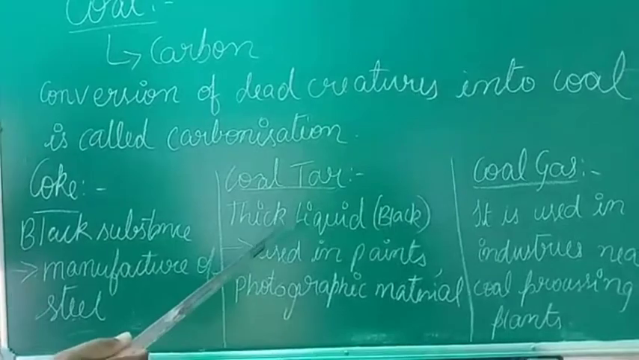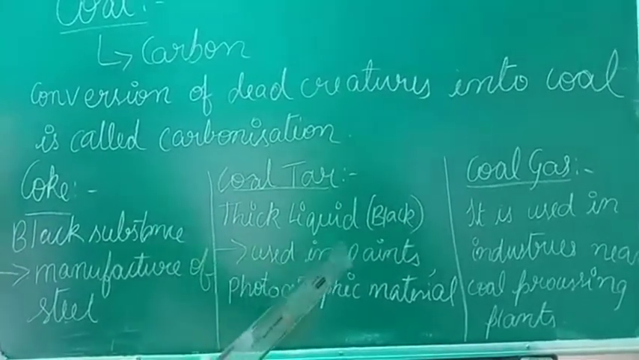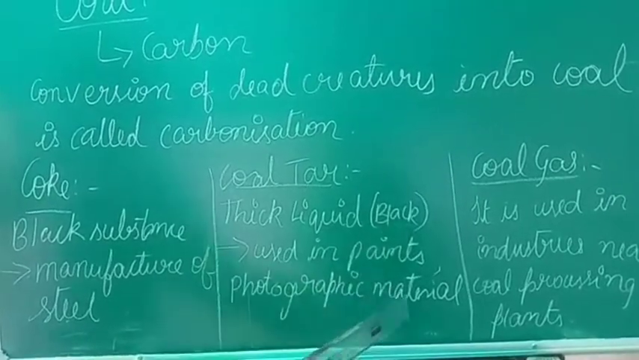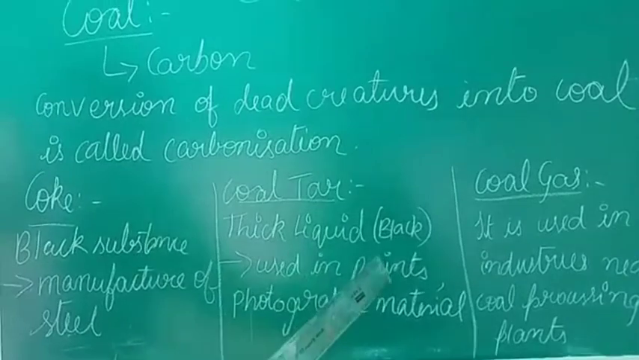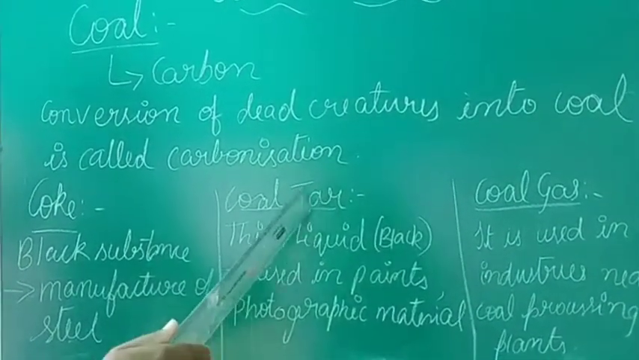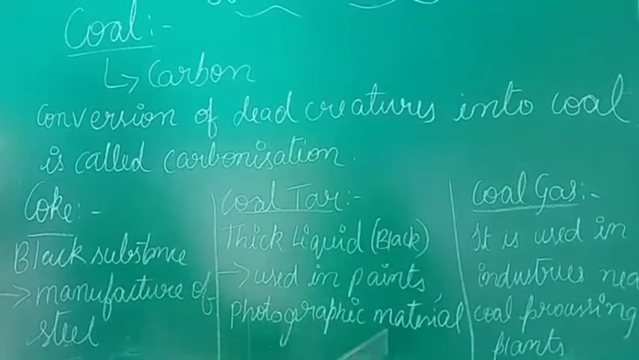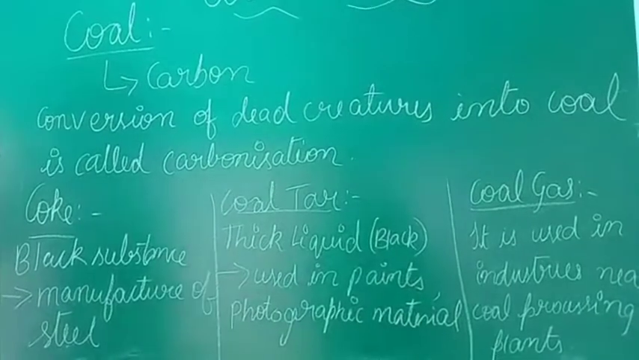Coal tar is a thick liquid, and it is especially used in paints and photographic materials. Coal tar is specially used in the preparation of paints, and also in photographic material, in the preparation of the frames of photographs. This coal tar will be used.